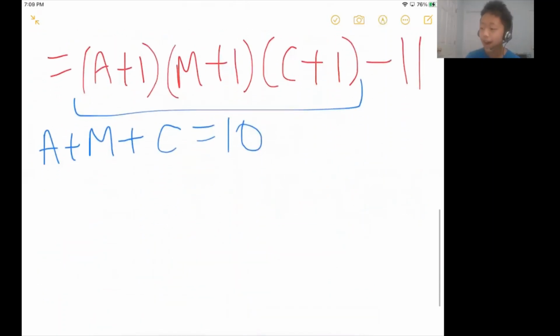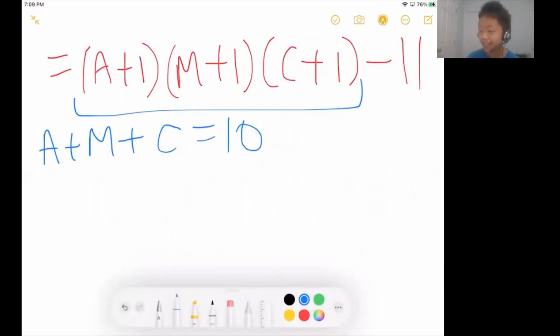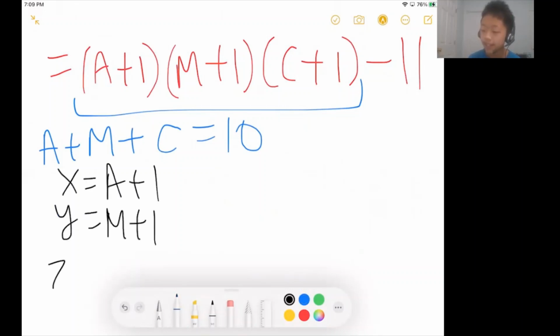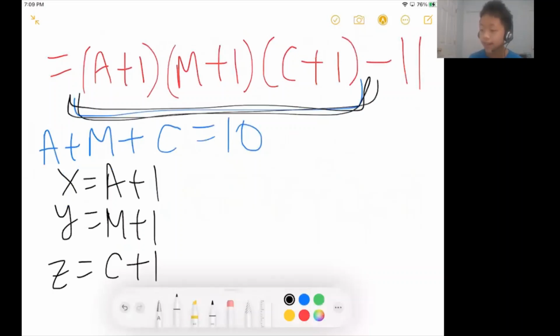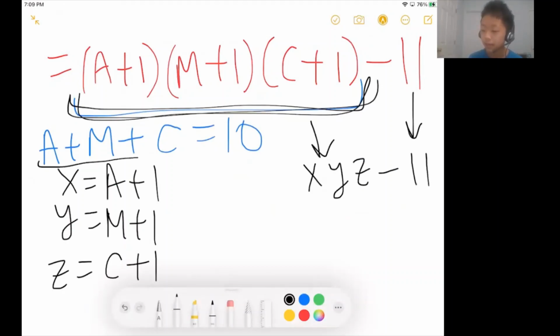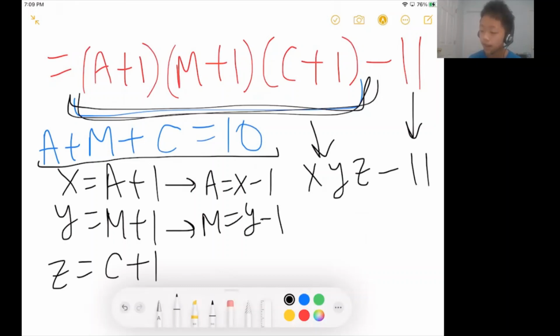So what I can do now, just to make life simpler, if we let x equal a plus 1, we let y equal m plus 1, and we let z equal c plus 1, right? I can do that. Then I can say this expression here is equal to x times y times z. And then here you have minus 11. And if I simplify this, a plus m plus c equals 10, so from here I can get a equals x minus 1, m equals y minus 1, and c equals z minus 1.